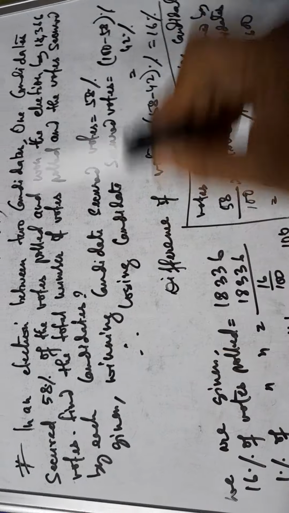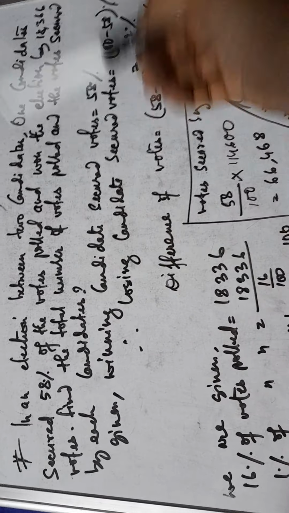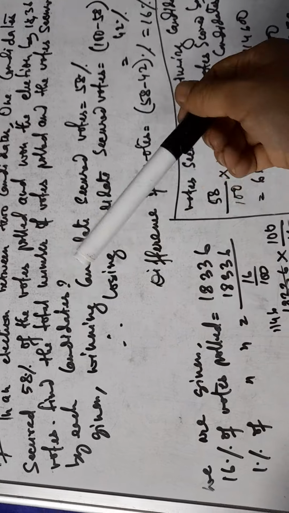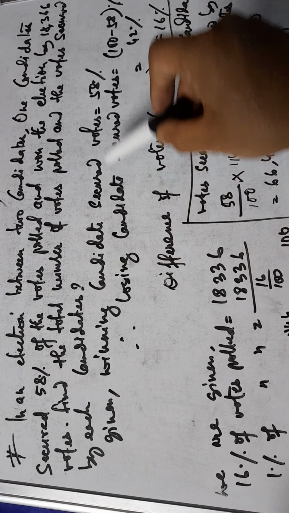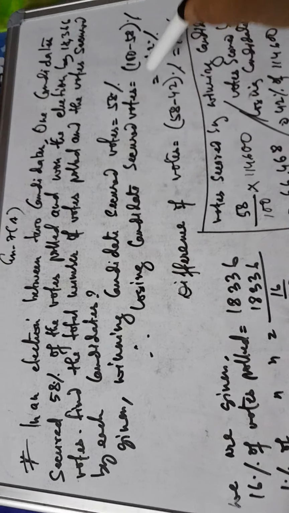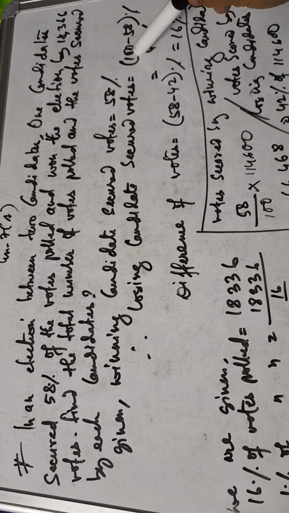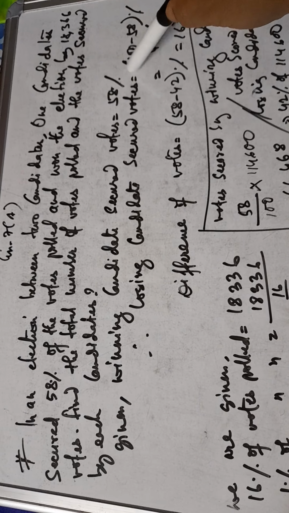So what is the total number of votes polled and the votes scored by each candidate. So that means how much each candidate got; here only one candidate's is given. So we have to take out for both the candidates, the winner and the loser. The given is that the winning candidate scored 58% of the votes and the losing candidate scored how much. So we can assume that 100 is the total votes polled in that election.